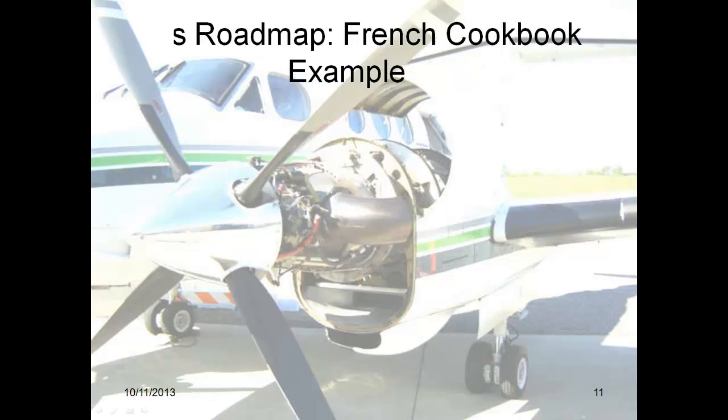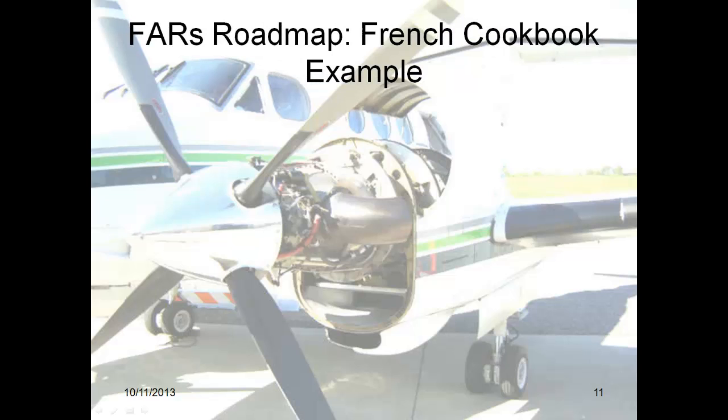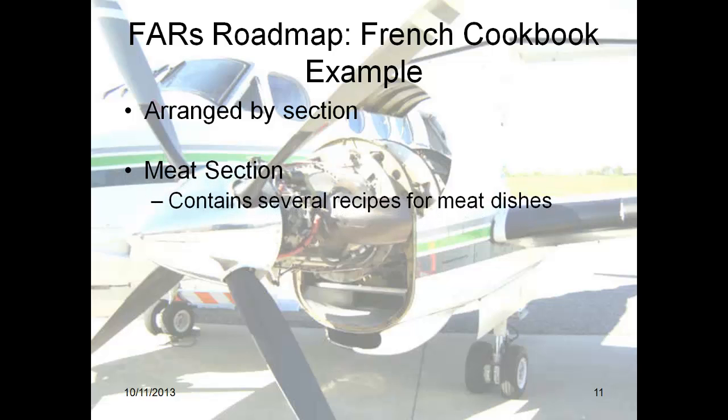So if we look at the FARs like we look at a book, the example I'm going to use is a cookbook. If we look at the grouping of FARs, there's a lot of regulations. They're grouped like a book, so they're arranged by section. So if I have a French cookbook, for instance, I might have a meat section and a pastry section. The meat section would contain recipes for meat dishes, and the pastry section might contain recipes for pastries.